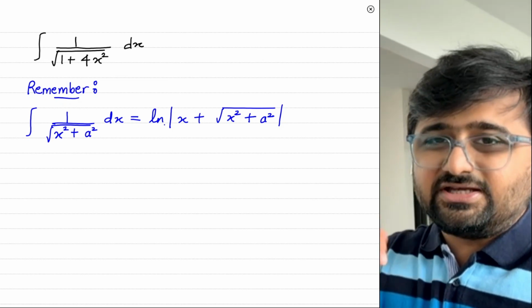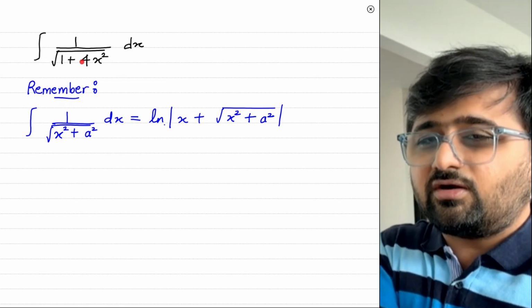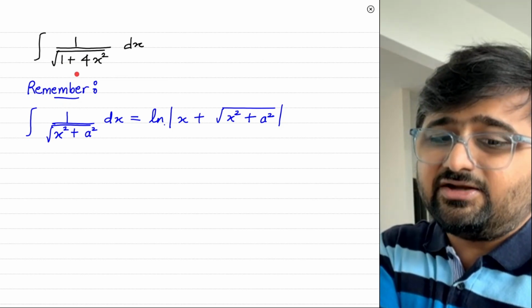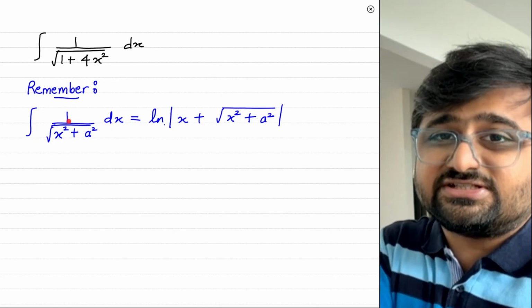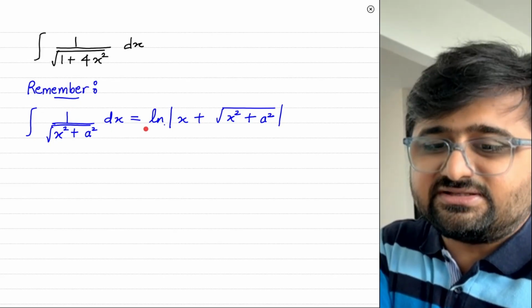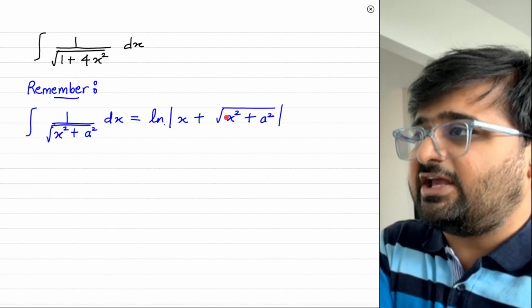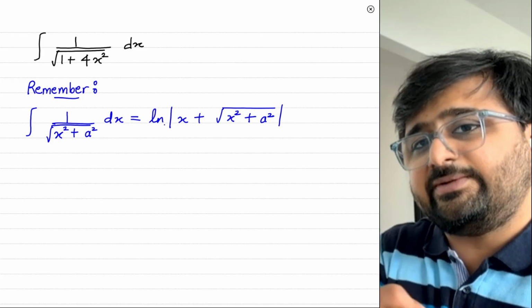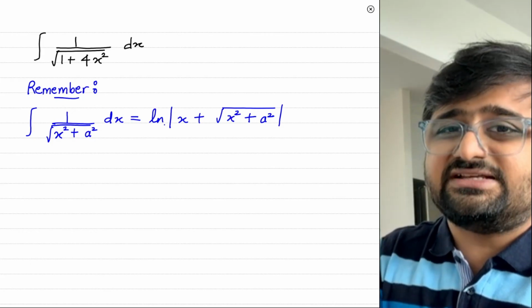Let's see how you would integrate 1 over the square root of a quadratic expression. In order to integrate that, we have a special formula in integral calculus, which is given by: the integral of 1 over square root of x squared plus a squared is nothing but ln of x plus square root of x squared plus a squared. There are a few special formulas like this in integration.